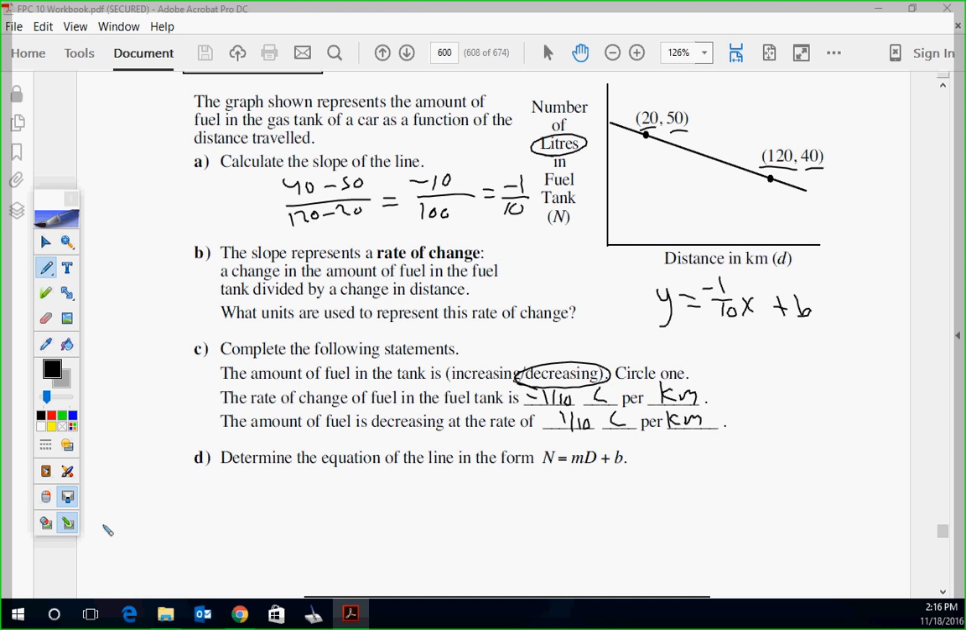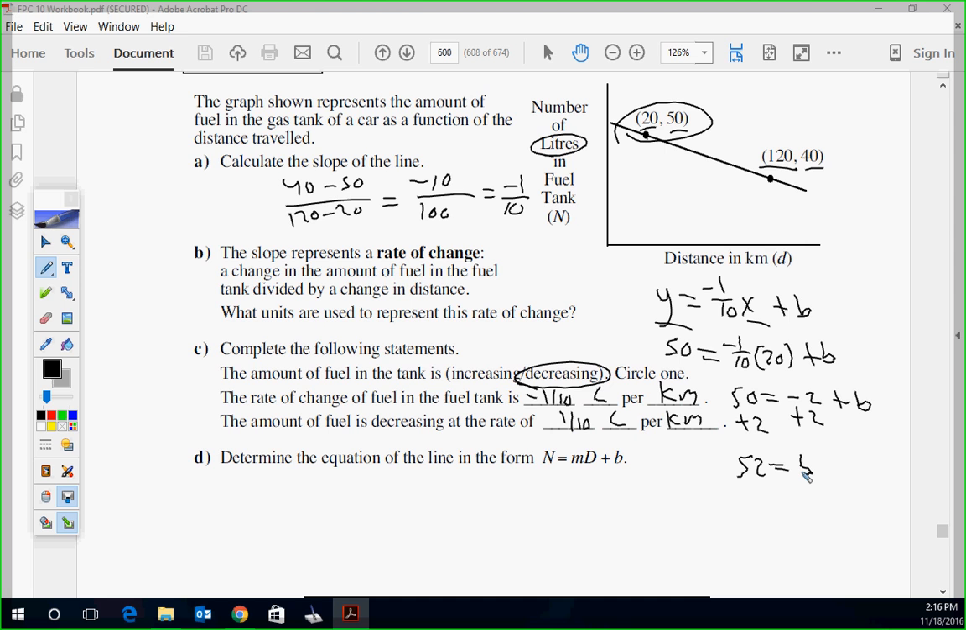So what we're going to do is steal an x and a y from one of our points. I'll take the smaller numbers. So 50 is the y, negative 1/10 of 20 plus b. And I'm going to solve. Negative 1/10 times 20 is negative 20 over 10, which is negative 2. Then I add the 2, and now you have b. That's where the negative 2 came from.